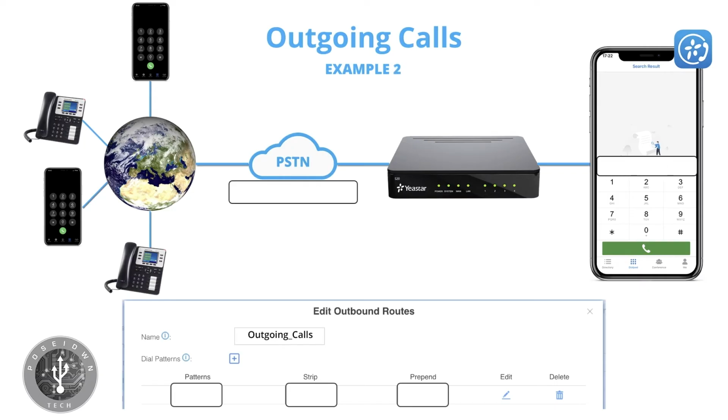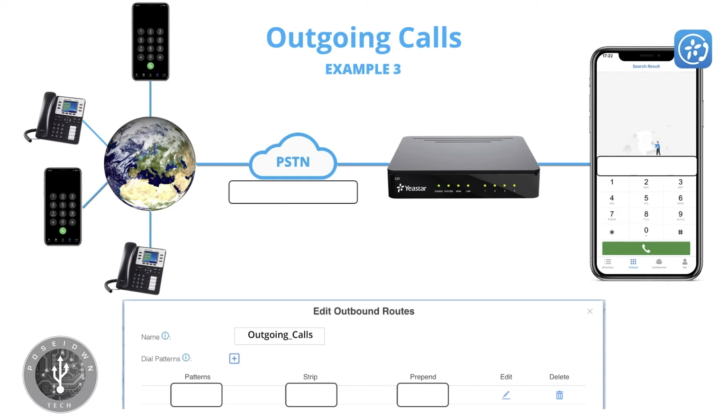For the second example, let's suppose that users must press 9 before dialing a phone number. So pattern must be 9 and dot. 9 means that all phone numbers must start with 9. And dot, the target number cannot be one digit. If we leave the rule like this, and the user dials a phone number, the phone number that will be used in the call will remain unchanged, causing the call to be rejected due to invalid phone number. So in our rule, we must remove number 9 before the call is placed, using strip. Since we need to remove only one digit, strip must be 1. Now let's try again. The call now will be placed successfully.